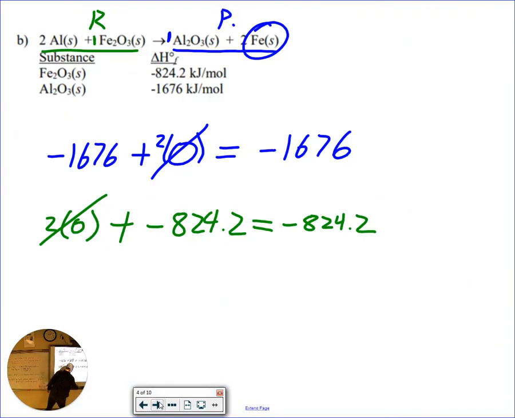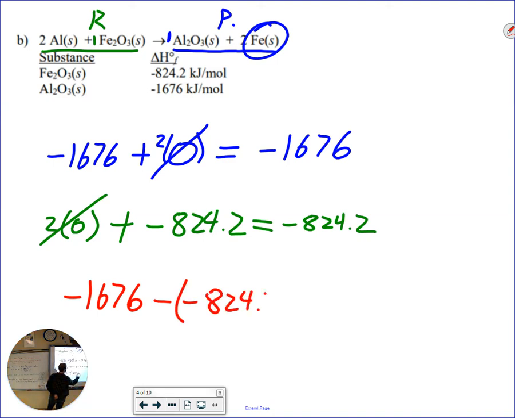So what minus what here? Negative 1676 minus negative 824.2. Okay. So if y'all crunch that, tell me what you get. Negative 851.8. Wow, that's quick. Super speedy. Negative 851.8.